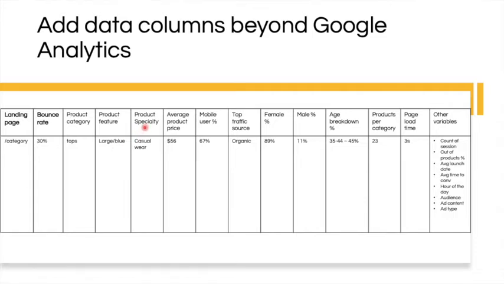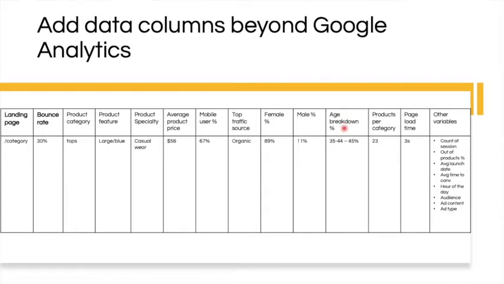And then the product specialty, this is casual wear, it could be office wear, so you can mention anything like that. And also don't limit yourself to these 3 columns, add as many columns as possible that describe this category, right? And the average product price, mobile user percentage, top traffic sources, because even though I have like 100 pages, the traffic sources are not equal across all pages, so we need to understand the traffic source distribution as well. And the gender percentages, and you can see the age breakdown.